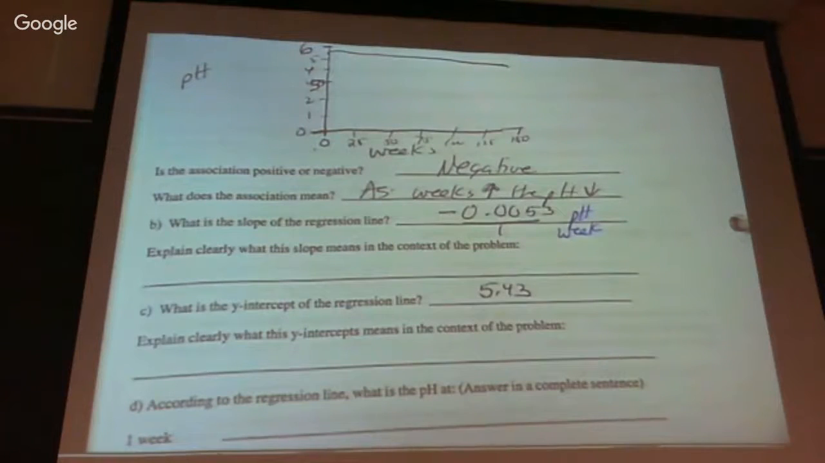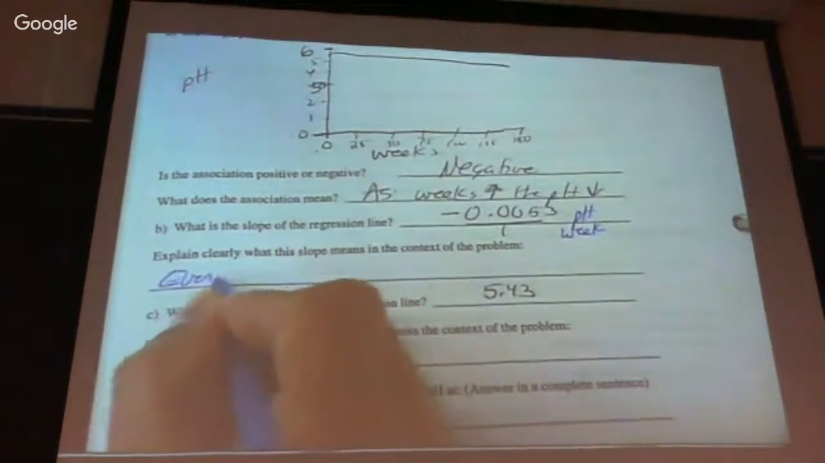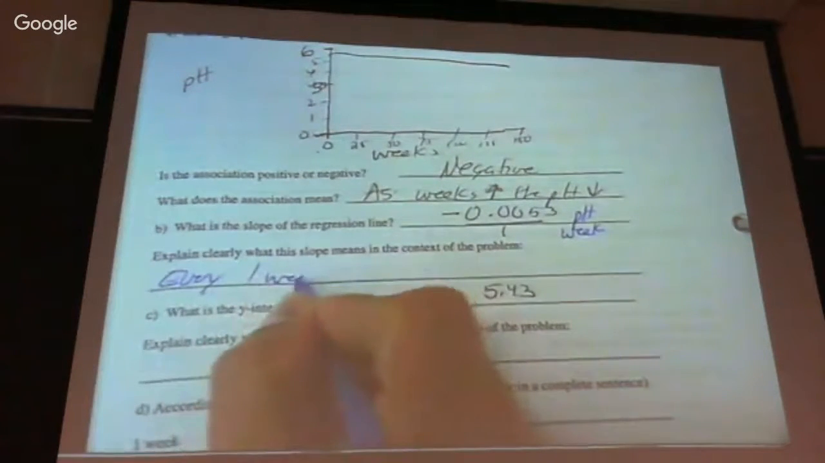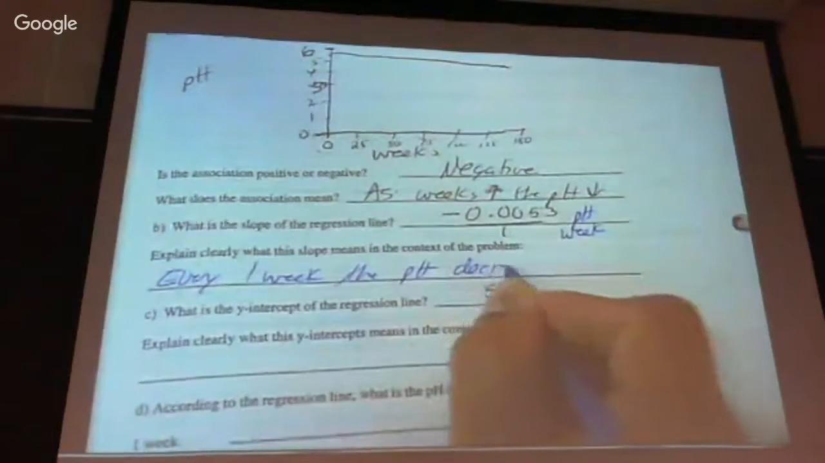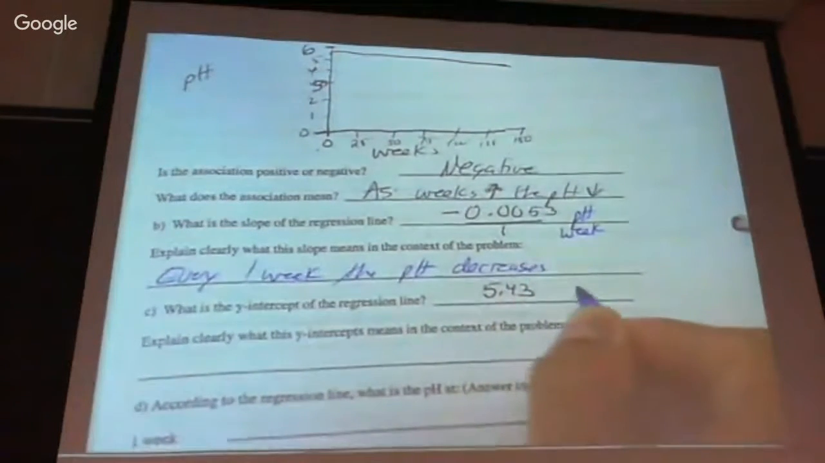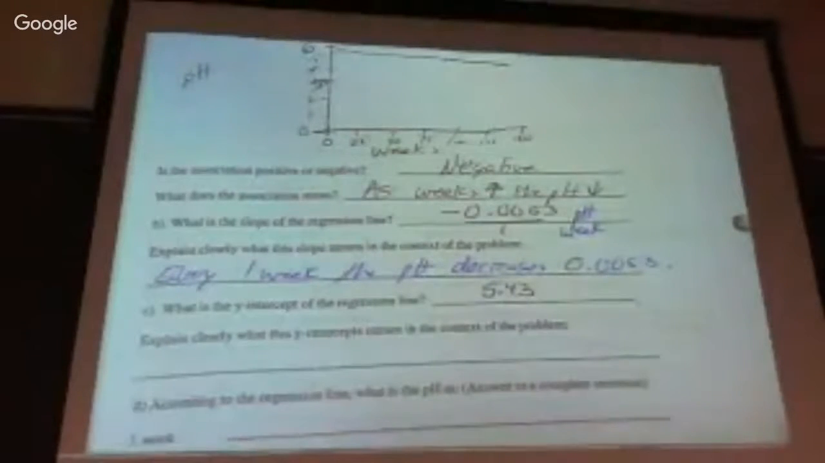We've gone over and over that in college algebra, because everything has a meaning. Everything's important. So every 1 week, the pH decreases. Now, am I going to say decreases negative or just decreases? Just decreases 0.0053. If you put decreases negative, yeah, I'll take a point off because it's wrong. You don't want to do a double negative.